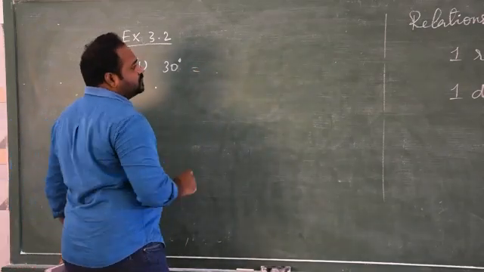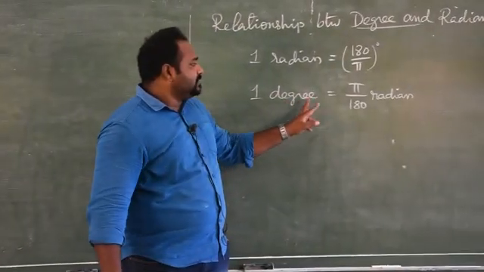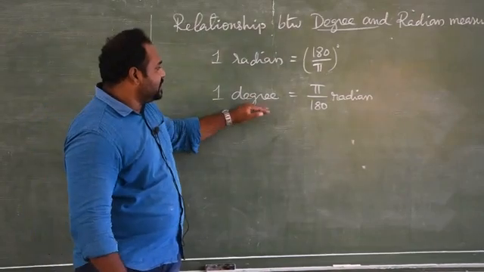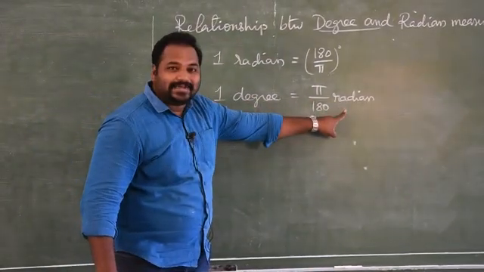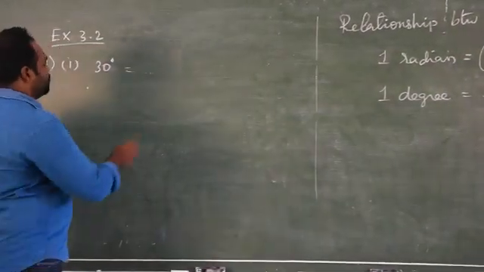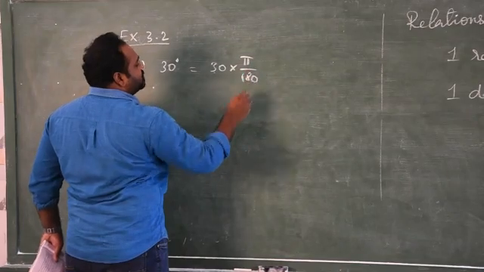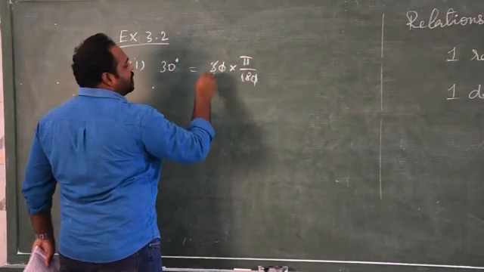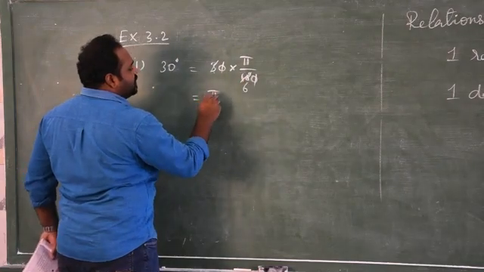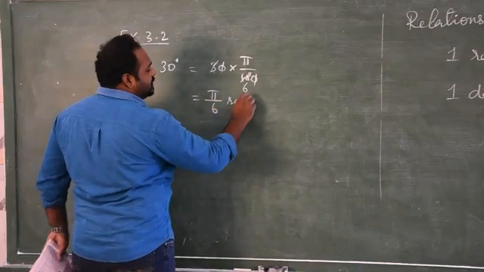I already told you, if you want to convert degree measurement into radian measurement, we have to use this formula. So whatever degree is given, you multiply with pi by 180, you will get radian measurement. So we have a cancellation, 1 time 6 times. So pi by 6 radian.